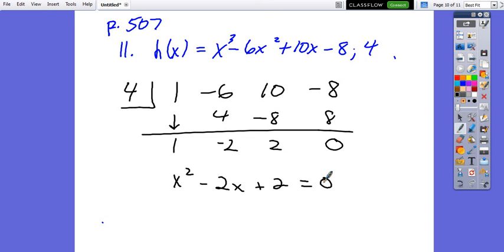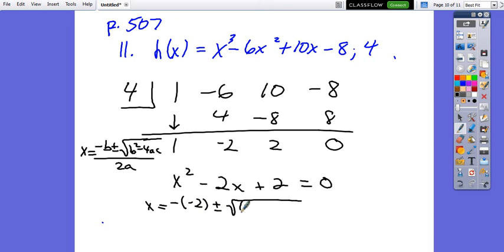Now, for this one, it will not factor. There are not 2 factors of 2 that add up to -2. Therefore, we need to use the quadratic formula. You could complete the square, but that's going to be a pain. Go ahead and use the quadratic formula. Remember, the quadratic formula is the opposite of b plus minus the square root of b squared minus 4ac all over 2a. Now, let's do that. So, opposite of b, so you're going to have x equals -2 plus minus the square root of -2 squared minus 4 times 1 times 2, all over 2 times 1.